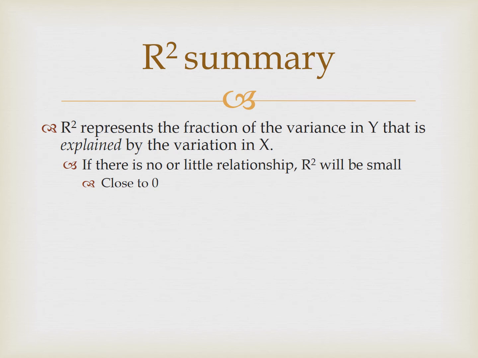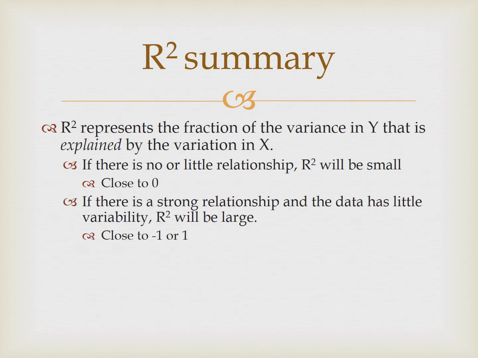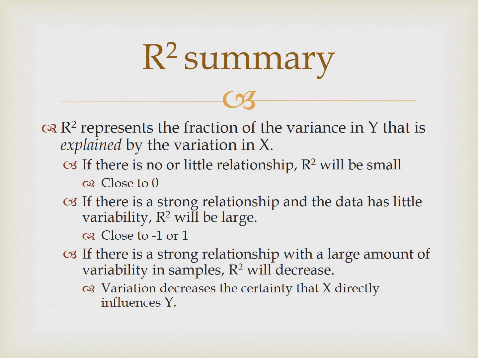If there's no or little relationship at all, R² is going to be very small, very close to 0. If there's a strong relationship and the data has little variability, R² will tend to be very large, and it could be a negative number close to -1, or a positive number close to +1. Sometimes we can have a strong relationship with a large amount of variability in samples, but here the R² is going to decrease because the variation decreases the certainty that x is directly influencing y. It could suggest that there are other variables currently acting on our experiment that are not the one that we are testing.